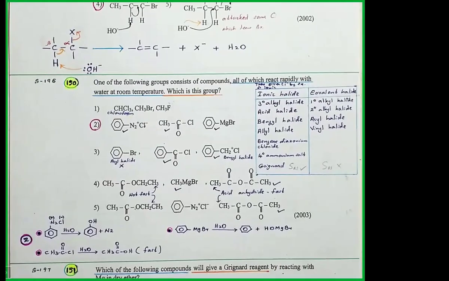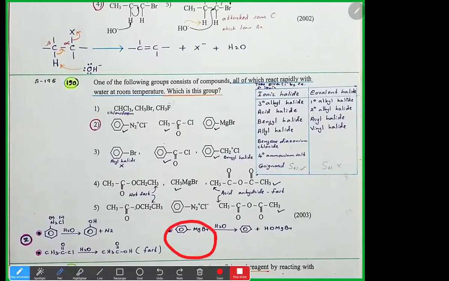Question number 150. Which rapidly react with water at room temperature? Let's forget this acid anhydride. That's also faster, but with non-examples, you can get all these three. The best example is this one. Diazonium reacting faster, acid halide really faster. Grignard is unstable with water, so the reaction is faster. Ester hydrolysis without acid, any driving force, is slow. This is not even dissolving in water. 150, answer 2.